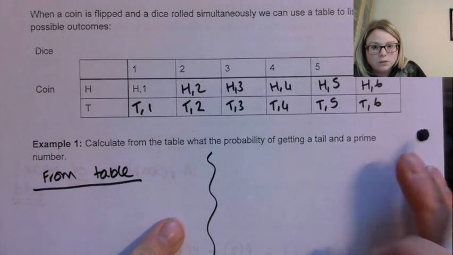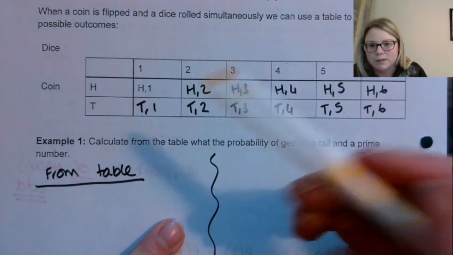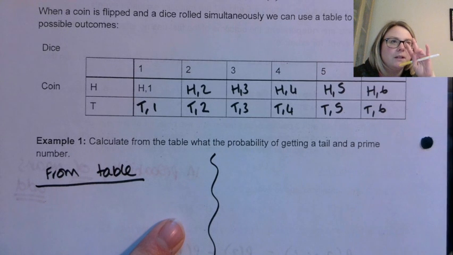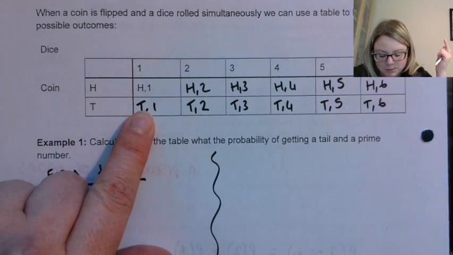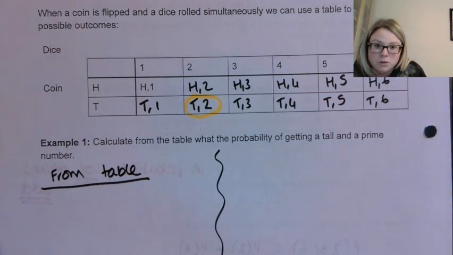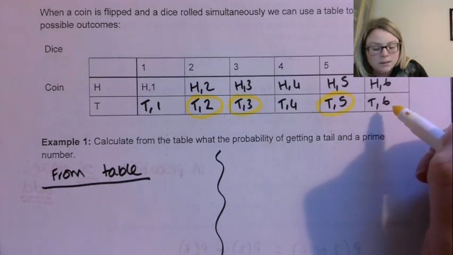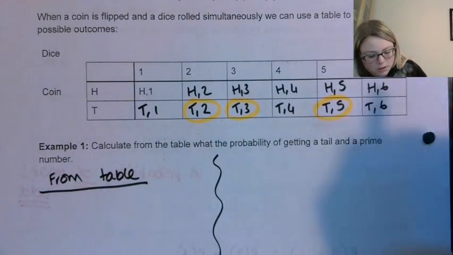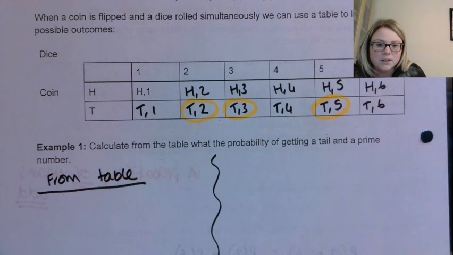So it's obviously not going to be any of these because they're all heads. Tail and 1. 1 isn't a prime number. So if you forget, a prime number is something that has two factors. It has the factor of 1 and itself. 1 just has one factor, so it's not a prime, it's a weird one. 2 is the only even number that is a prime because it only has two factors, 2 and 1. 3 is prime, 4 is not, 5 is, 6 isn't. So out of all our outcomes, we have 3 which fit this criteria. So the criteria here is that it is a tail and a prime number.